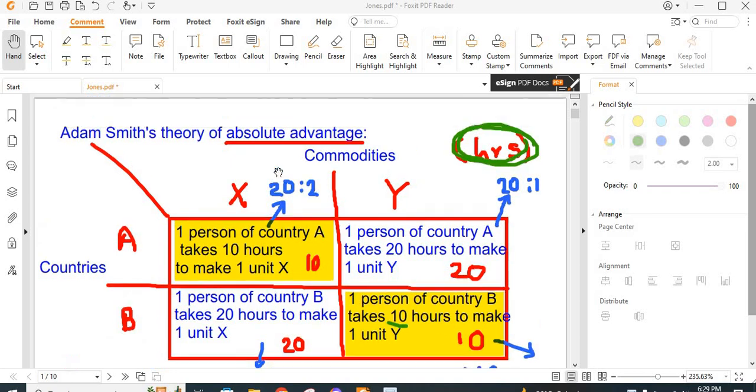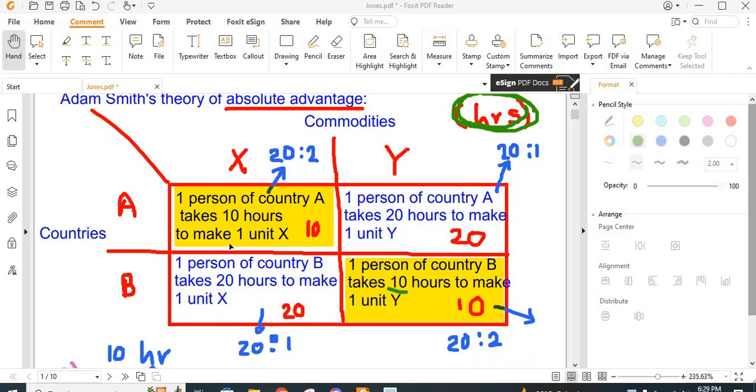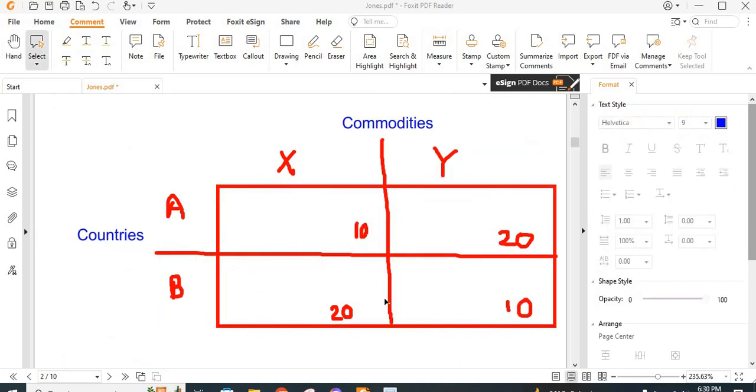I'm going to be continuing with the concept of absolute advantage, and I am going to be talking about a possible alternative interpretation of the matrix here. So for that I will copy this matrix down below. Yes, so I have this. I have the same numbers, right?